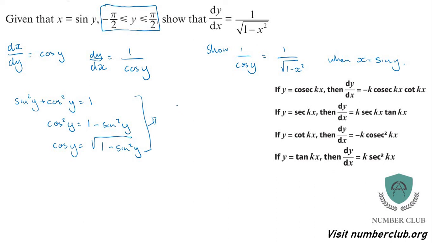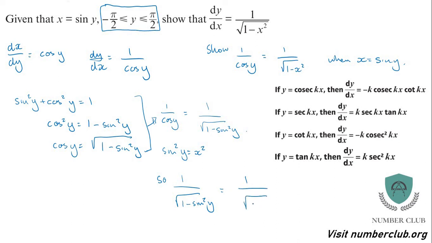So we'll get 1 over cos y is equal to 1 over root of 1 minus sine squared y. But we also know that sine squared y is equal to x squared. So 1 over the square root of 1 minus sine squared y must equal 1 over the root of 1 minus x squared, which is what we wanted to show.